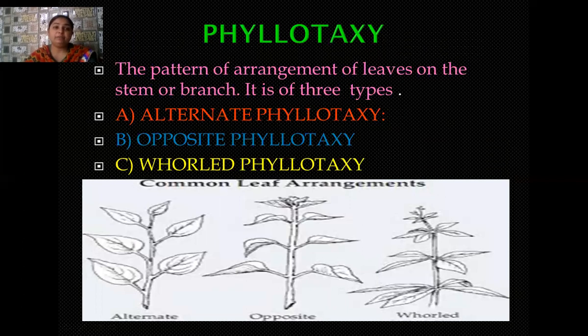Okay students, we are going to study a very important topic now, and that is phyllotaxy. So what is phyllotaxy? Phyllotaxy is the pattern of arrangement of leaves on the stem or branches. How these leaves are arranged on the stem or on the branches, that is known as phyllotaxy. There are three types of phyllotaxy. Number one is alternate phyllotaxy. Number two, opposite phyllotaxy, and number three is whorled phyllotaxy.